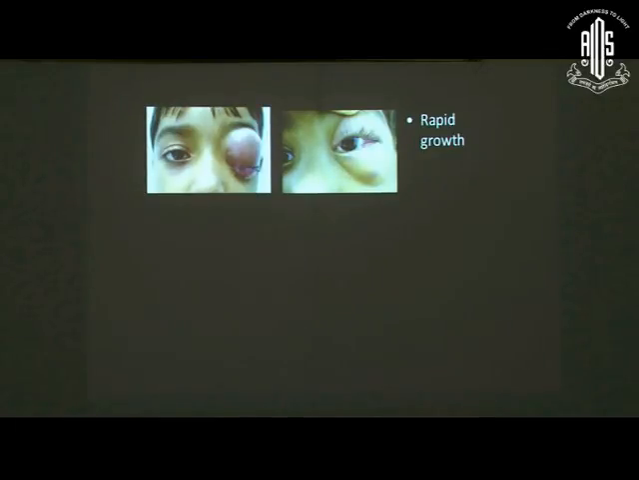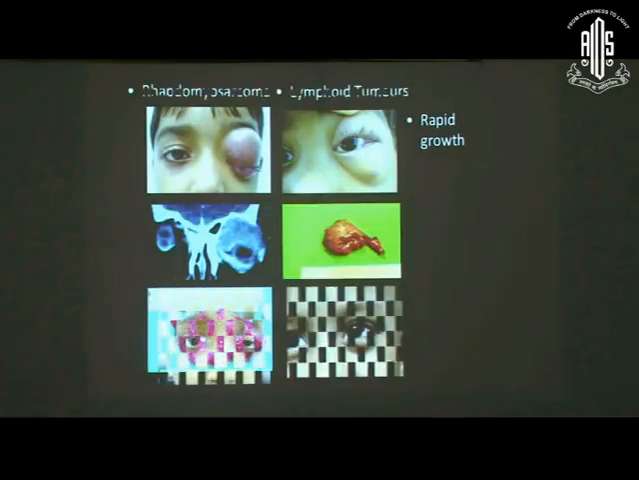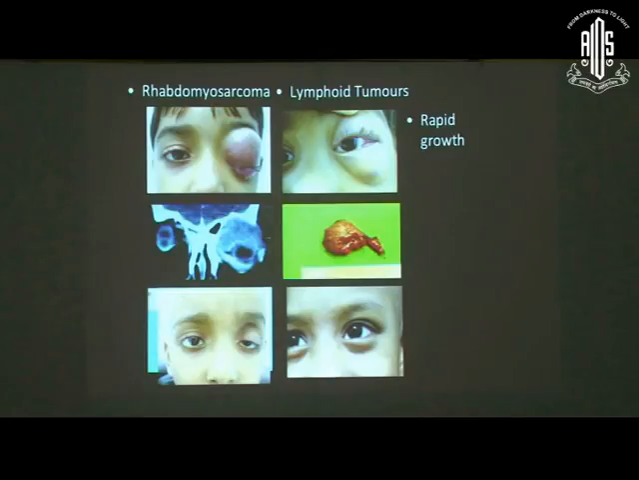Coming to lesions with a rapid growth, both these boys had a swelling over the eyelids which rapidly increased over 2 to 3 days. Often imaging along with a biopsy helps clinch the diagnosis, and these are some of the 2 most common malignant lesions seen in childhood.